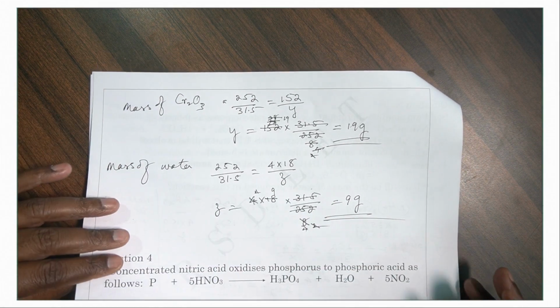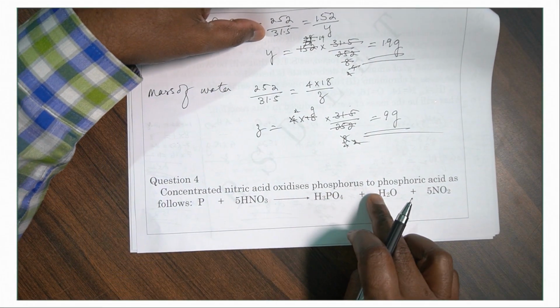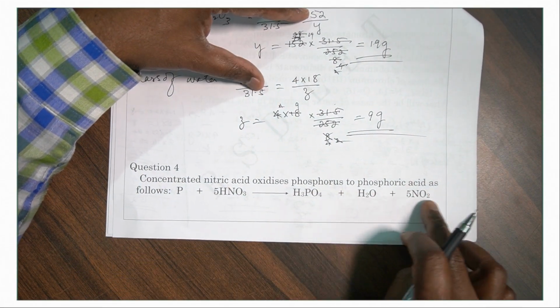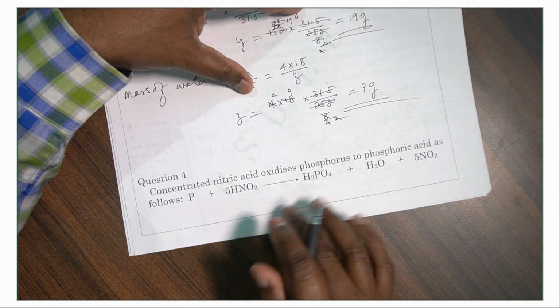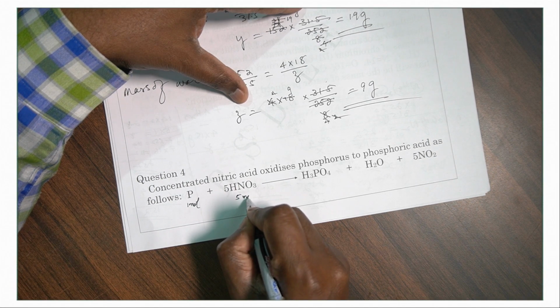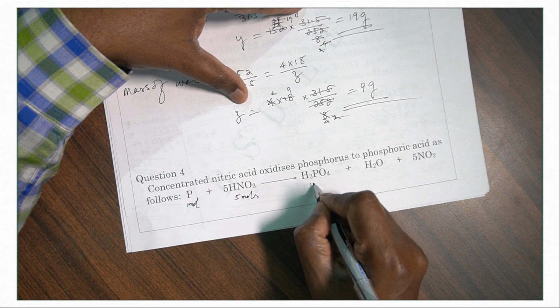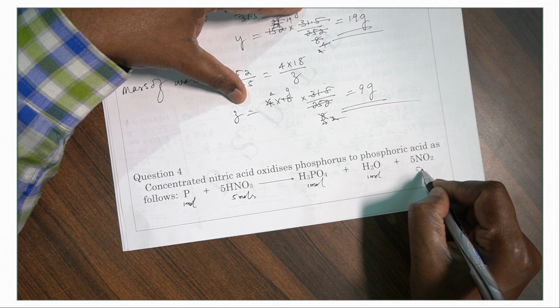One more typical example. Concentrated nitric acid reacting with phosphorus to form phosphoric acid as follows. So let us write this reaction. P is 1 mole, nitric acid is 5 moles, phosphoric acid is 1 mole, water is 1 mole, and NO2 is 5 moles.